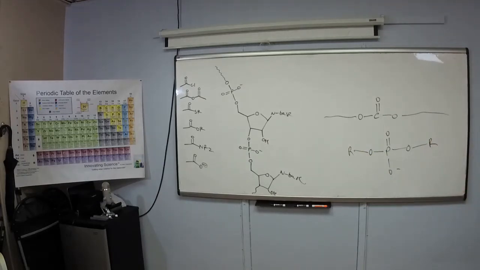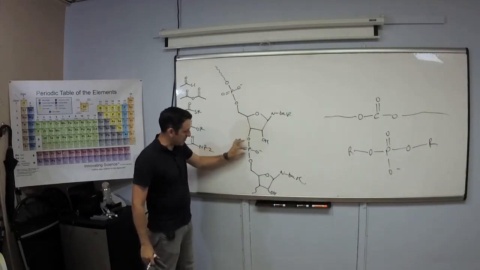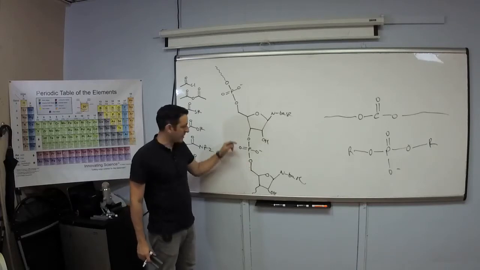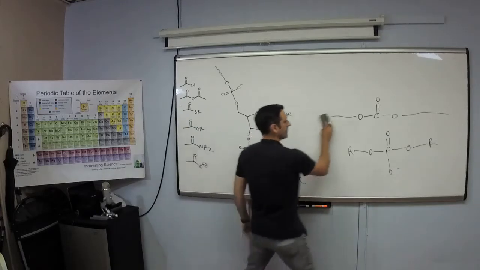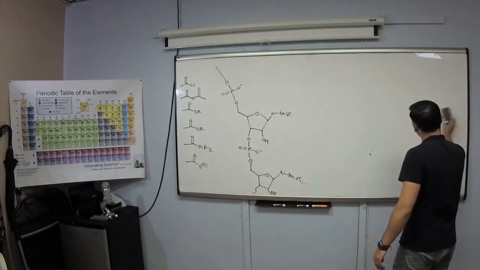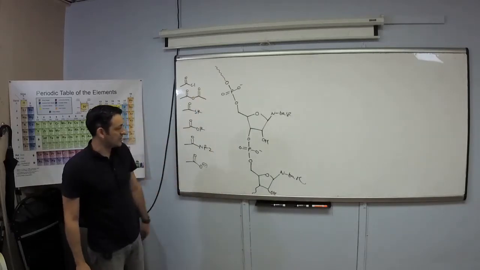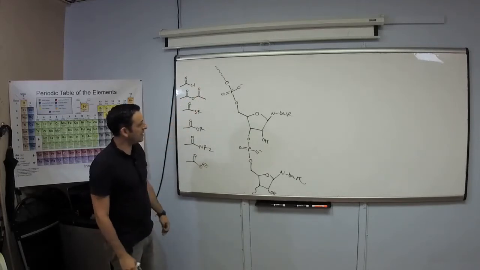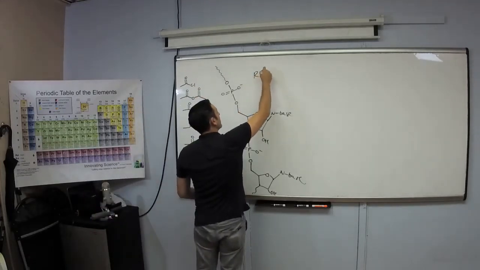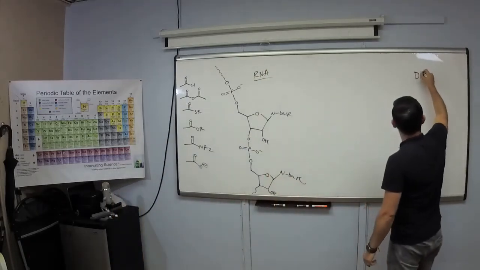Do you see that's a phosphodiester? It's not an anhydride, it's a diester. Do you see this phosphorus is part of an ester this way and part of an ester this way? It's a 3 to 5 phosphodiester connection. So what we have over here is like a fragment, like a piece of an RNA chain. And over here I'm going to draw a similar piece but of a DNA chain.